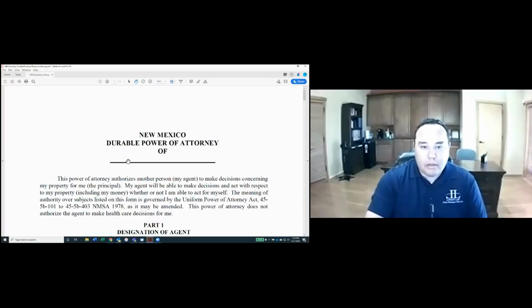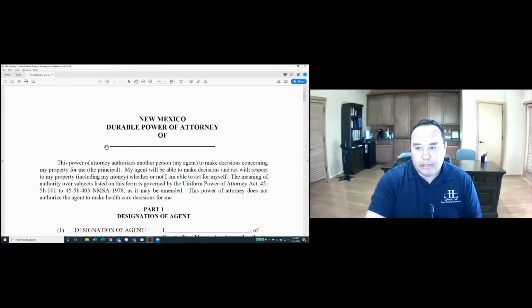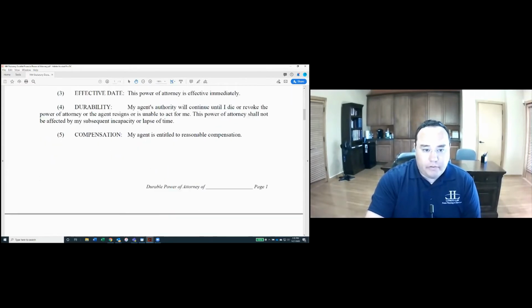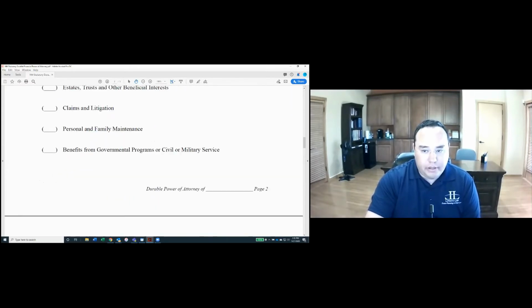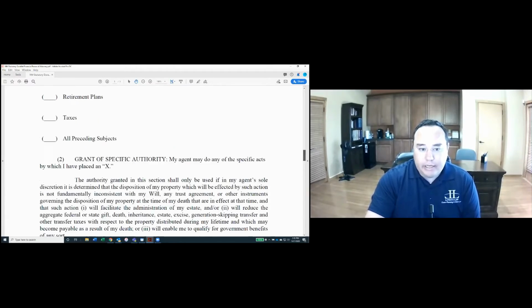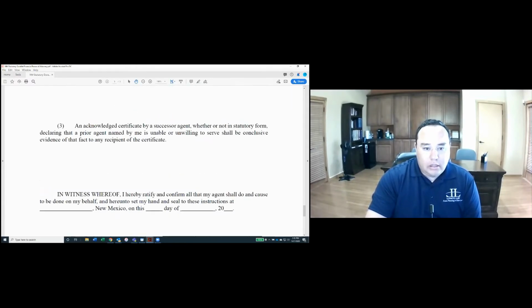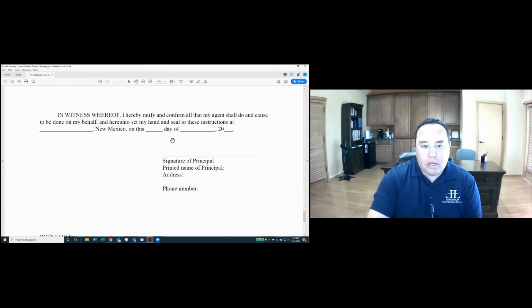Okay, so up here, again, we have the durable power of attorney. This is, again, your property power of attorney, sometimes referred to as a financial power of attorney. So I've already explained in another video how to fill this out properly, but once we get down to the bottom where the signature blocks are, this is what I want to focus on.